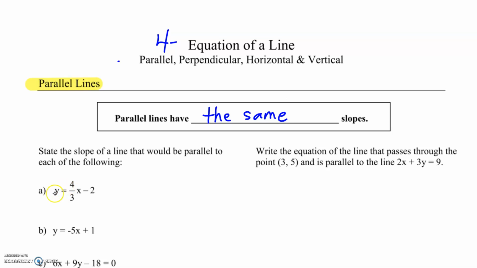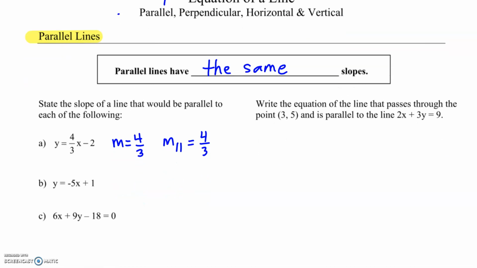So we're going to start by looking at our line y equals 4 over 3x minus 2, and we're going to state the slope. So the slope would be 4 over 3. We're then going to state the parallel slope, and we show that by putting an m with a subscript of two lines that look like an 11. That tells me I'm getting the parallel slope to m equals 4 over 3. And since we know that parallel lines have the same slope, it would just be 4 over 3 as well. Okay, let's look at b.